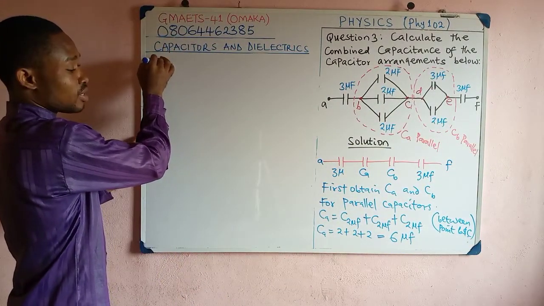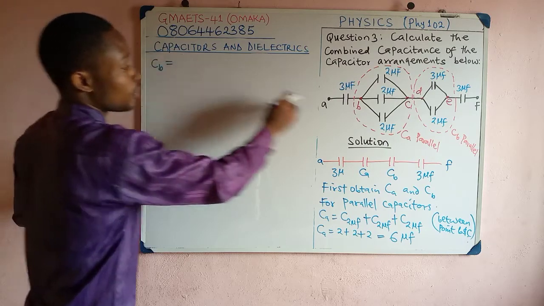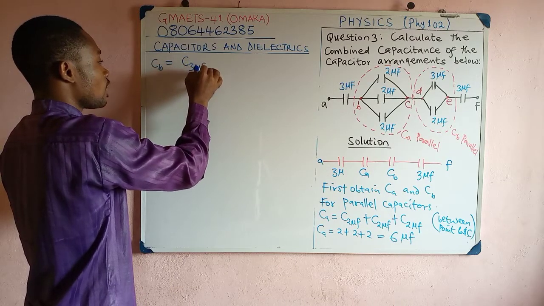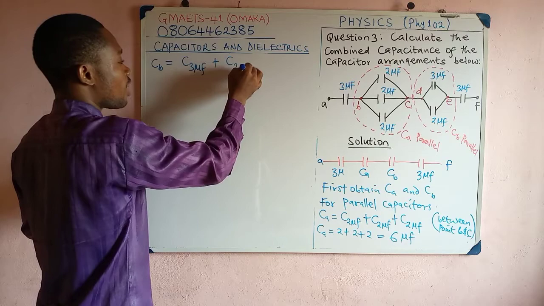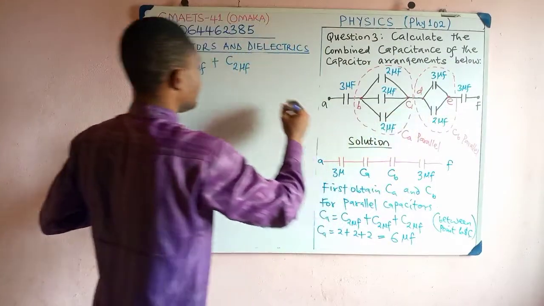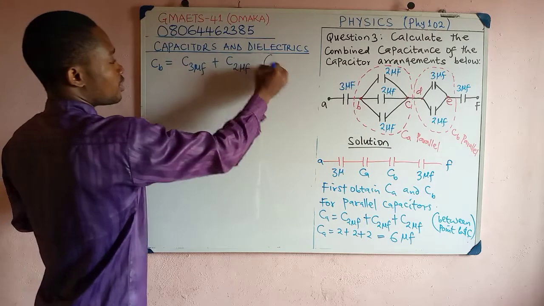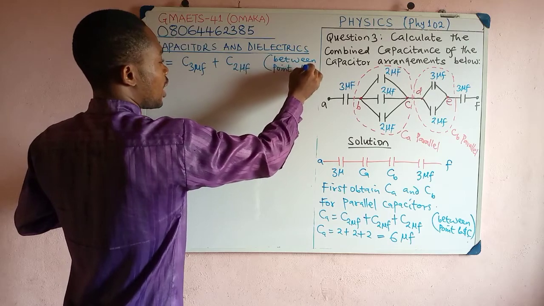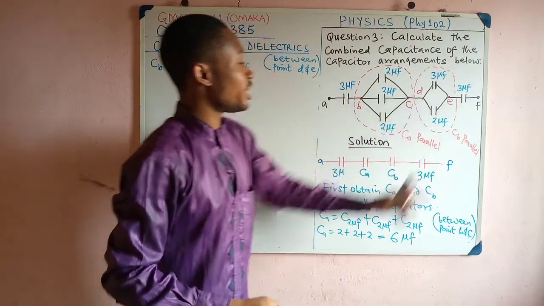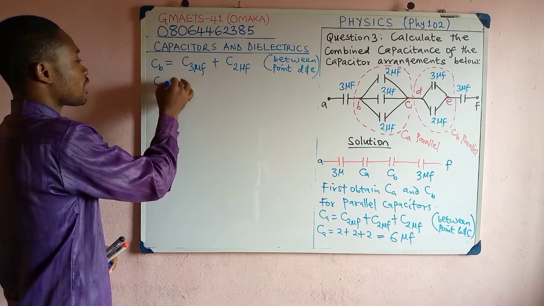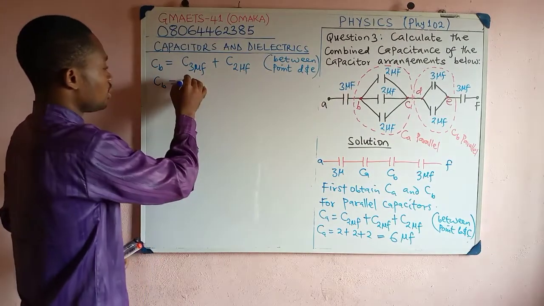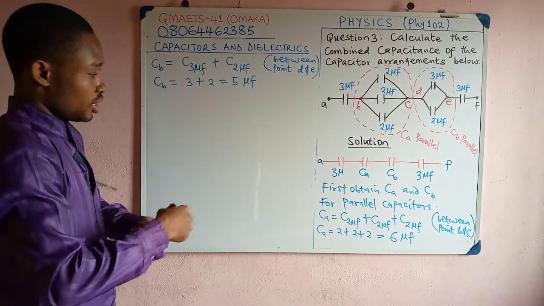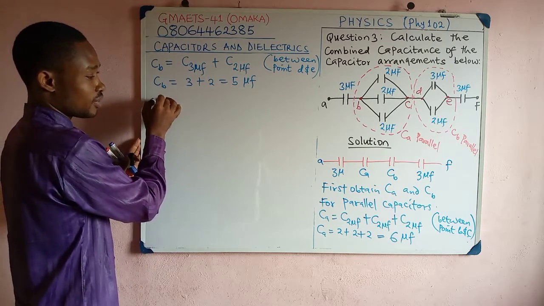We'll do the same to obtain CB. So we also say that CB will be equal to the capacitance of the 3 microfarad plus the capacitance of the 2 microfarad connected in parallel between points D and E. So the parallel capacitance, which results from CB, is going to be 3 plus 2, which gives us 5 microfarad.